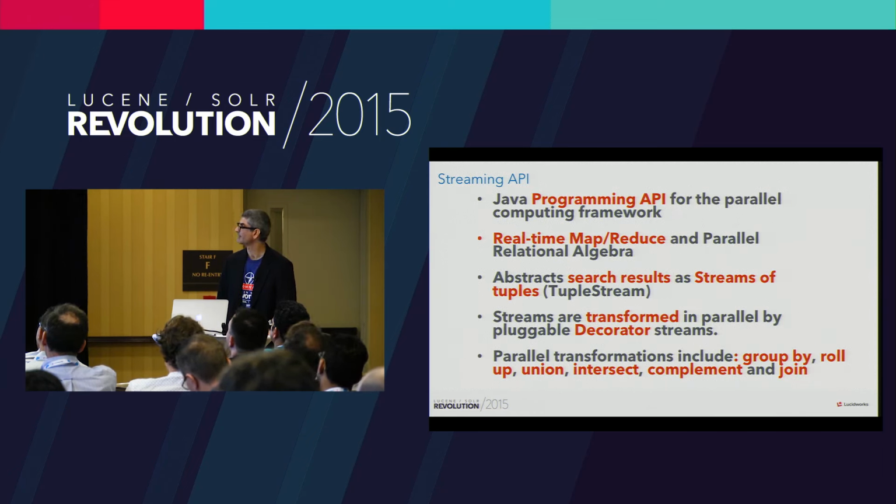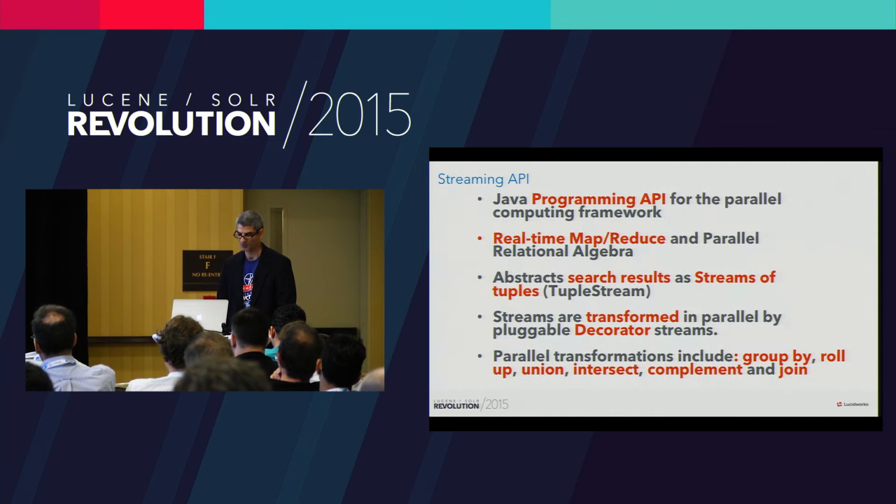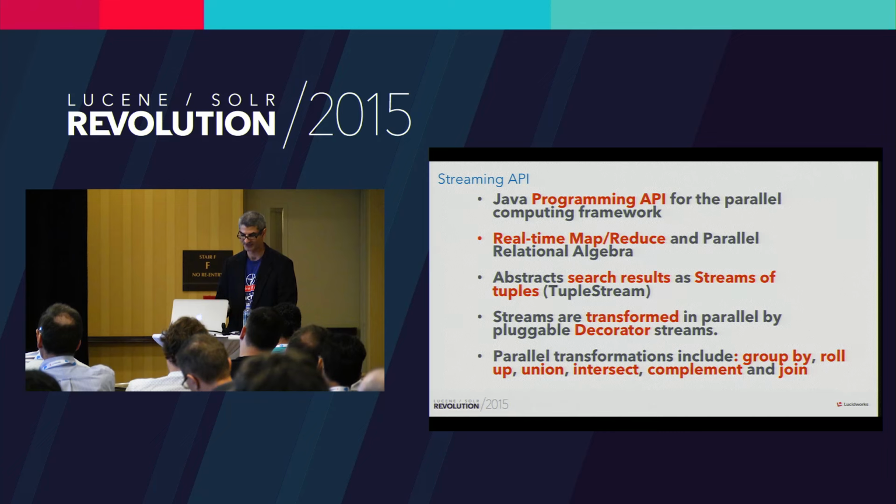And then you've got the streaming API, which we've talked about. The streaming API harnesses the shuffling and the workers, and it is the code that the workers run. It is designed to do real-time MapReduce and parallel relational algebra. That's its main goal in life. The design of it is very, very simple. It's one of the simplest APIs you've ever seen.